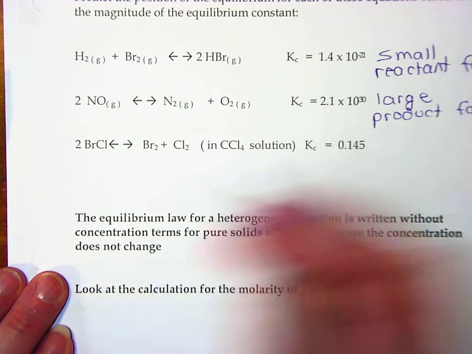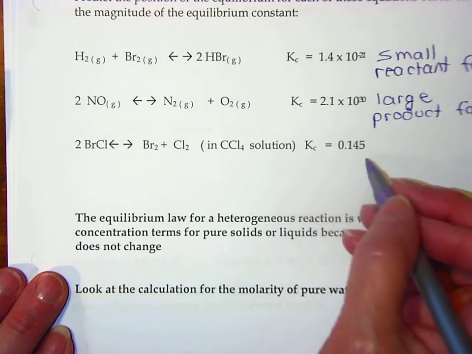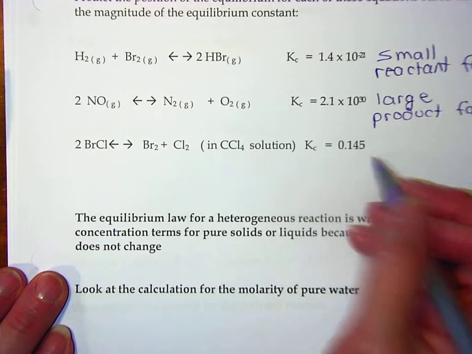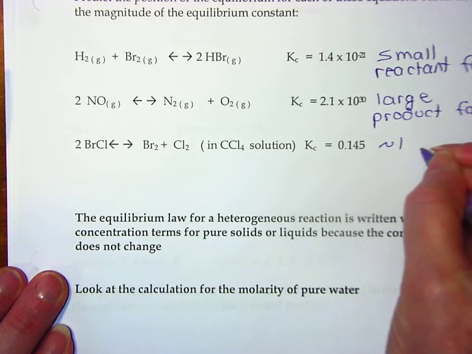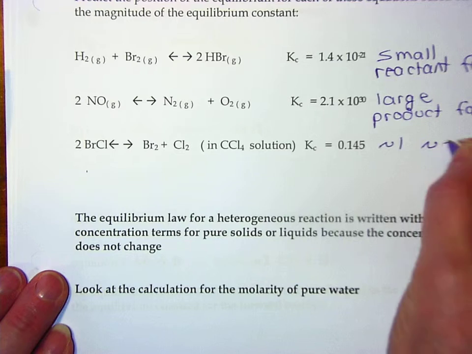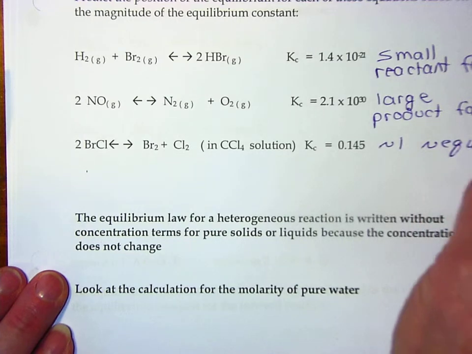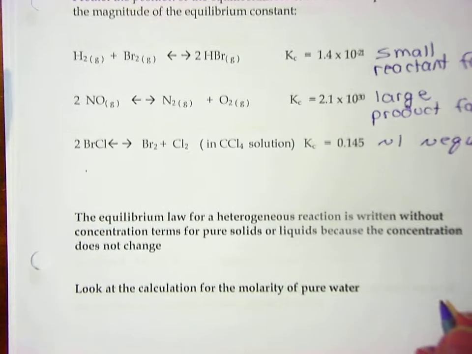Now looking at this one, where my K is 0.145, that's in that range of it being about 1. So these product and reactants would be about equal. So it's neither product nor reactant favored.